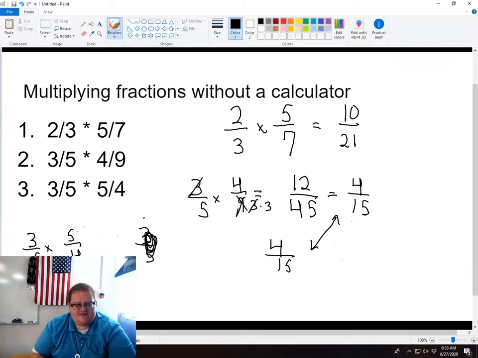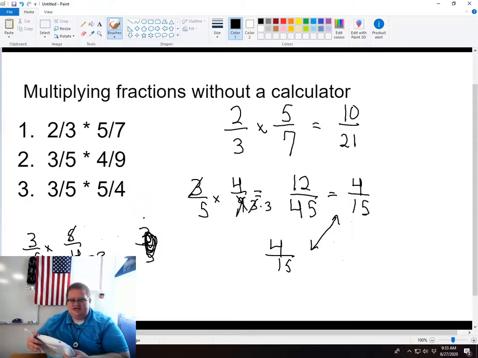Notice I have a 5 in the top and bottom. Well, I can just get rid of those. Because once again, that's 3 times 5 divided by 5 divided by 4. 3 times 5 divided by 5, that's the same thing as like plus 10, minus 10. They're inverse operations, so they cancel each other. And the answer is just going to be 3 over 4.